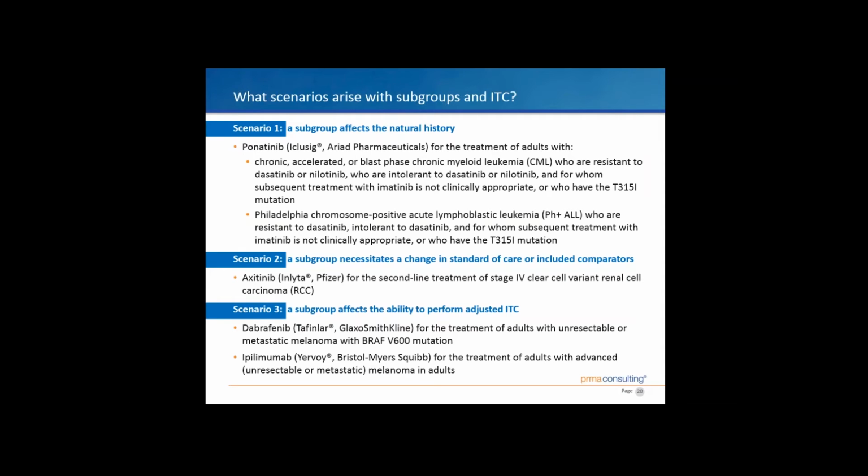Now, how am I going to go about that? Like I said, I'll do it with scenarios. I have 3 corresponding with the same list. So scenario 1, we assume a subgroup affects natural history. My example for that will be Iclusig, which had 2 indications. Scenario 2, a subgroup will affect the standard of care or the included comparators, and I'm going to talk about Inlyta for RCC. And then the third, like I said, is the interesting technical one, which is when a subgroup can affect the ability to perform adjusted ITC, and I'm going to use melanoma as a very good example for that.